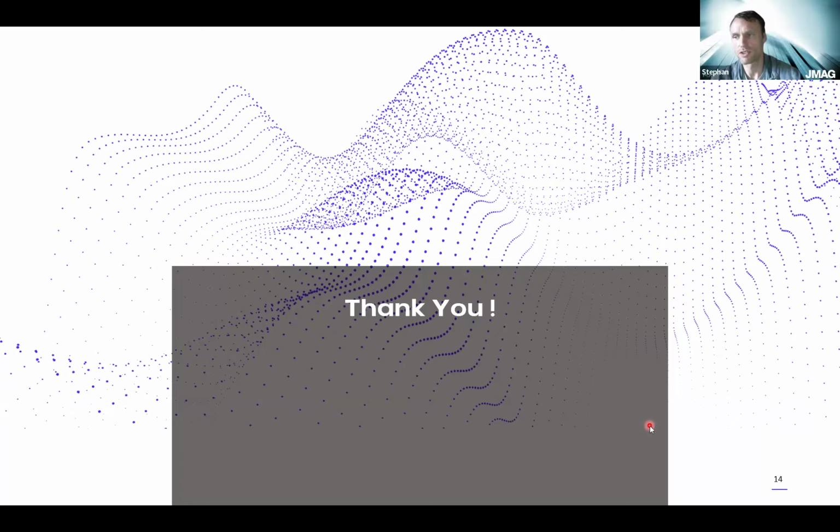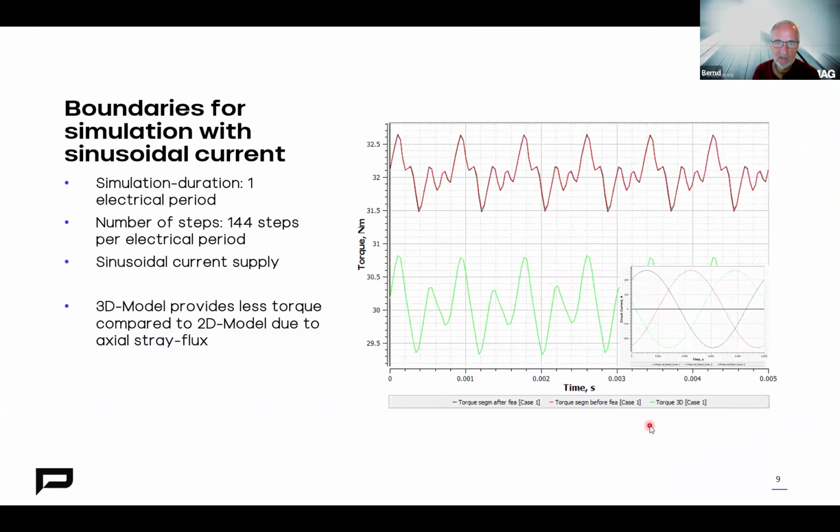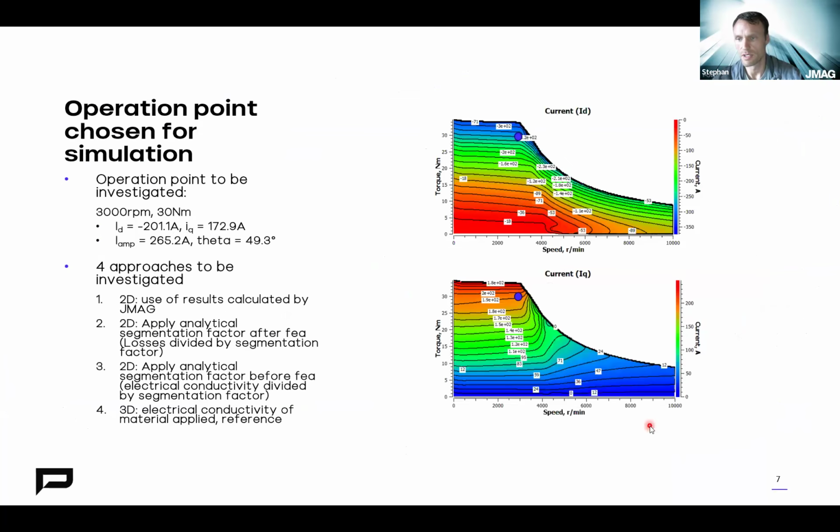A specific question. Which operating point did you use for the simulation? It's the 3000 RPM, 30 Newton meter operating point. And it was chosen because for the PWM, it's very important what the value of the modulation factor is.